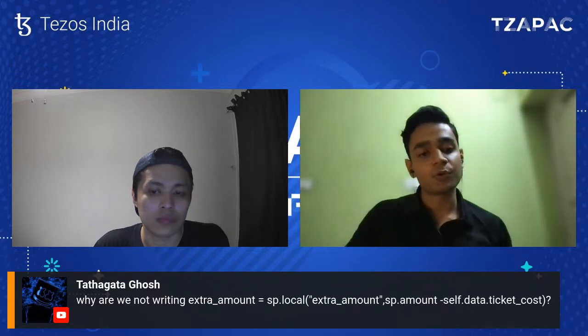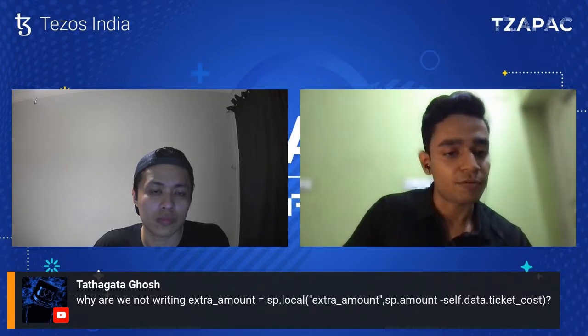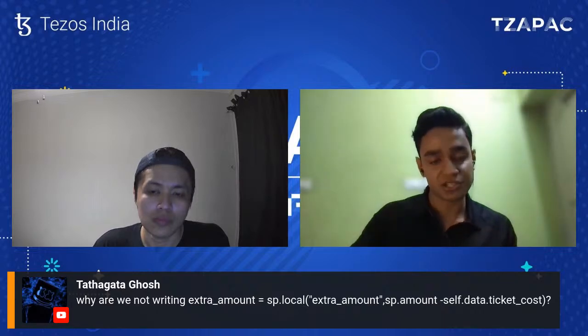Now, what sp.compute does is that it keeps extra amount on the stack, because you see, we are using extra amount twice. We are using it once here, and then once here, right? So if we don't use sp.compute, what happens is that this entire calculation of sp.amount minus the ticket cost is done twice, because this is equivalent to this being taken and copy pasted twice.